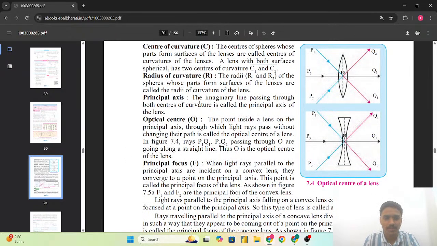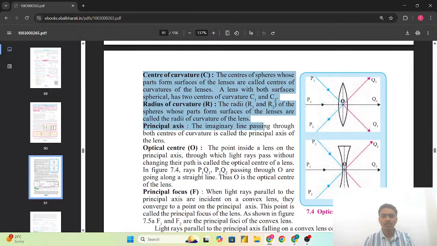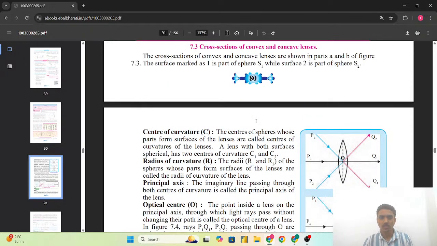नेक्स्ट इज प्रिंसिपल एक्सिस. सो ये दो डेफिनेशन अगर आपको एग्जाम में पूछे गए, मतलब क्वेश्चन ऐसा पूछा जा सकता है कि व्हाट आर द डिफरेंट टर्म्स रिलेटेड विद द लेंस एंड एक्सप्लेन दैट. सो एक्सप्लेन के लिए यहाँ पर सेंटर ऑफ कर्वेचर, रेडियस ऑफ कर्वेचर, प्रिंसिपल एक्सिस, ऑप्टिकल सेंटर ये आपको एक्सप्लेन करने होंगे. सो सेंटर ऑफ कर्वेचर और रेडियस ऑफ कर्वेचर की डेफिनेशन सेम ही है.